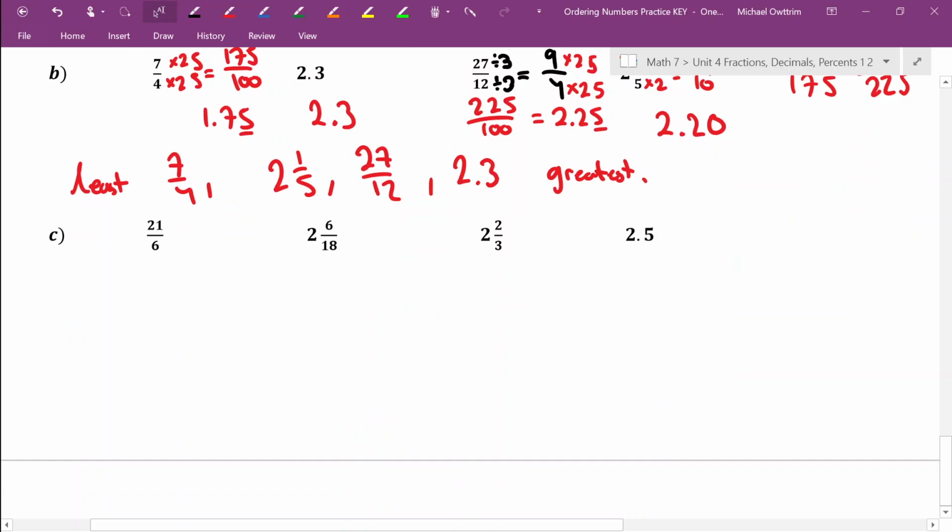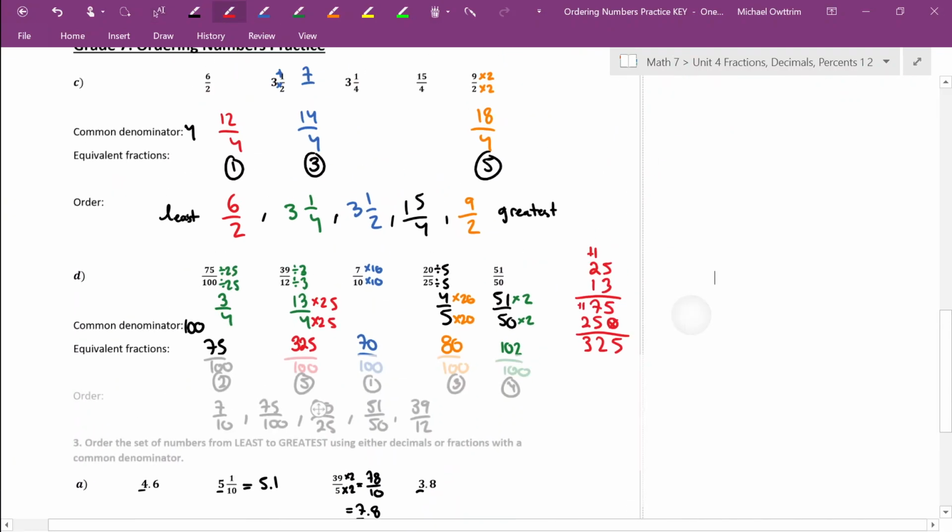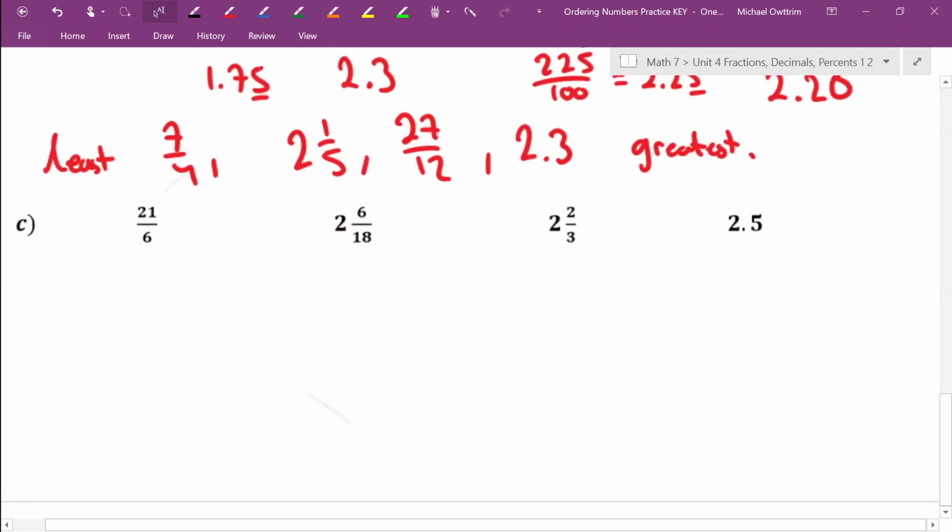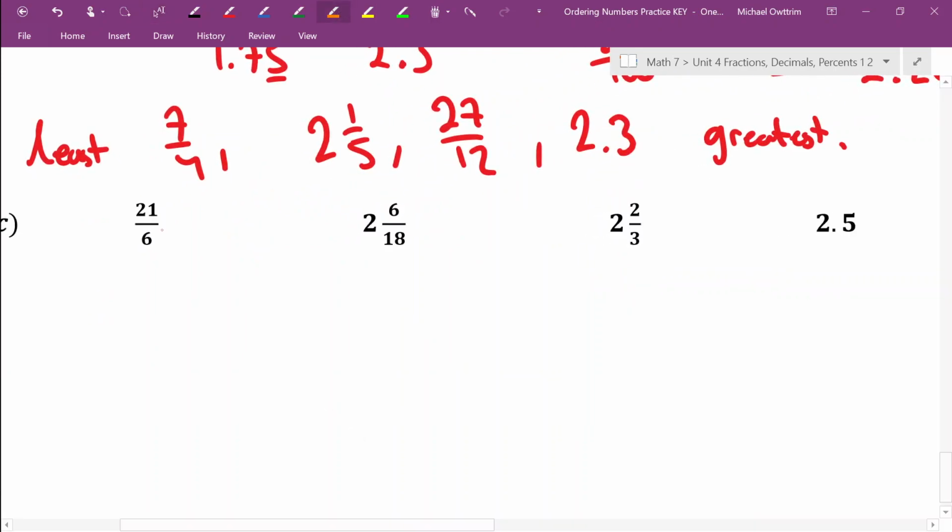Finish up here. If I take a look at question C, 21/6 can reduce by dividing by 3. 6/18 can also reduce by dividing by 6 in that case. So let's reduce these and see if our questions look any easier after we do that. I'm going to divide here by 3. That's going to give me 7/2. I'm going to go ahead and divide here by 6. That's going to give me 1/3 there. And then 2/3 is already simplified.